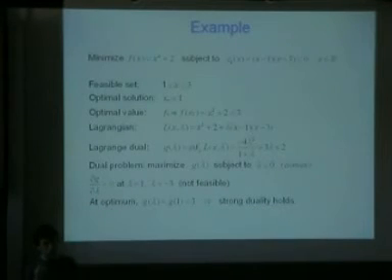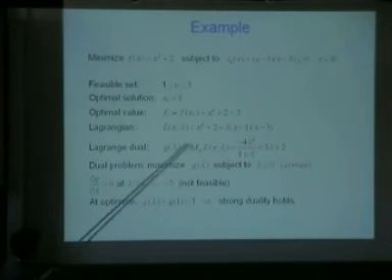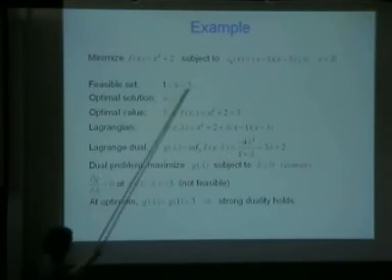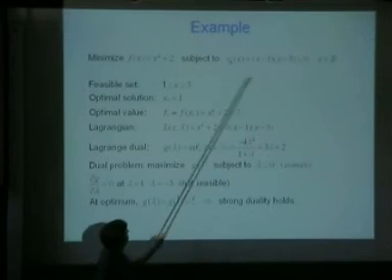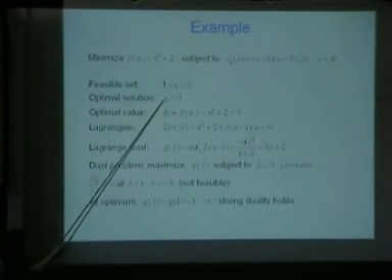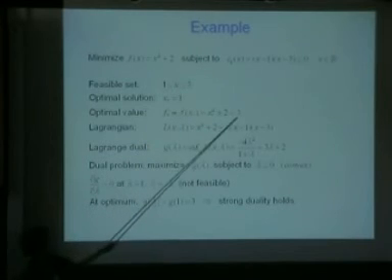Let's do an example to try and gel this stuff. Very simple example. We're going to minimize this function, subject to these constraints. You can see just by looking at it what the answer is. The feasible set has to be between 1 and 3. The optimal solution, well, we're minimizing this, so the optimal solution is x equals 1. What's the value of f? At x equals 1, it's 3.